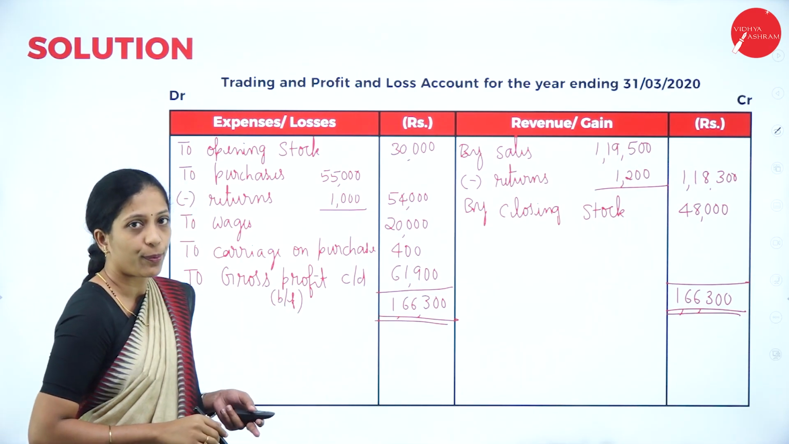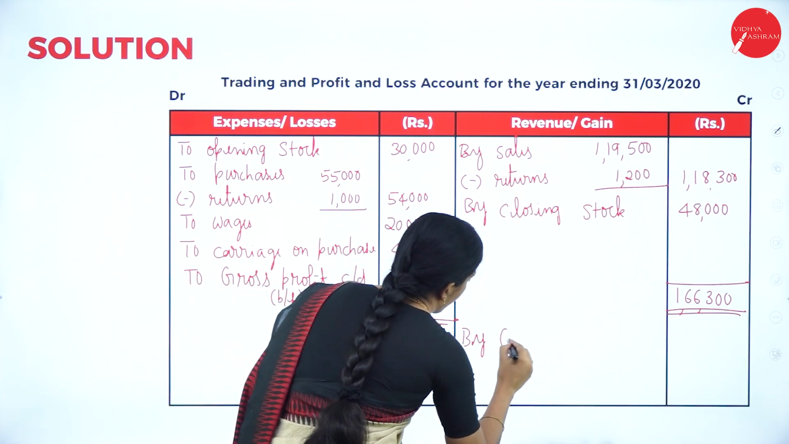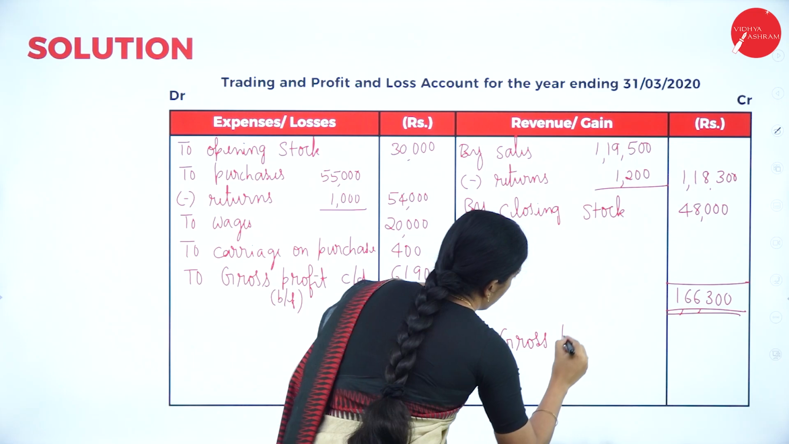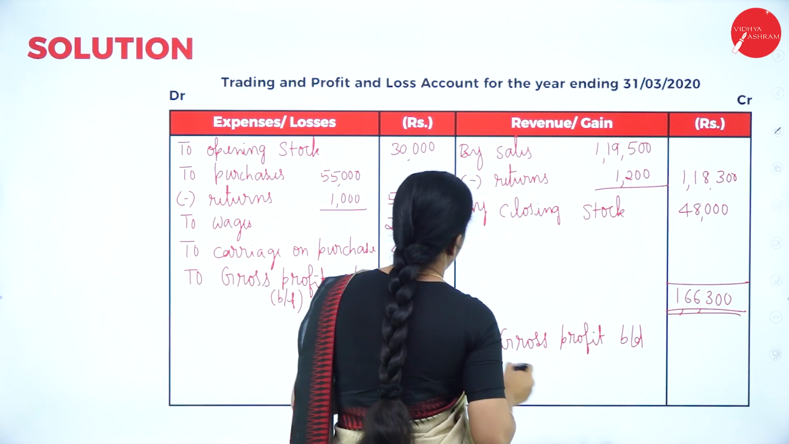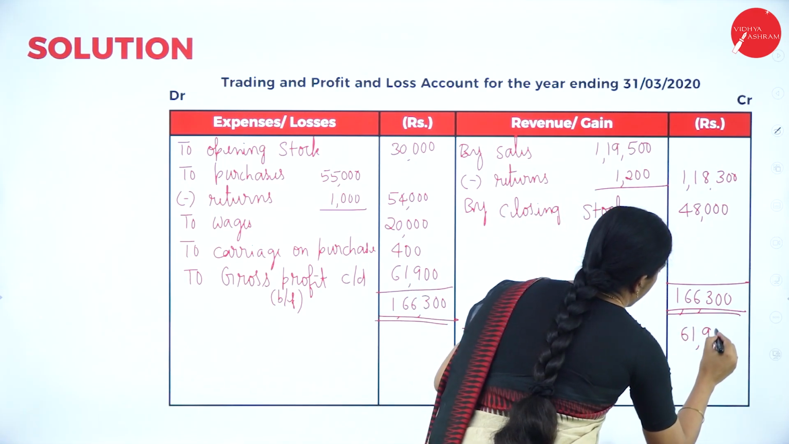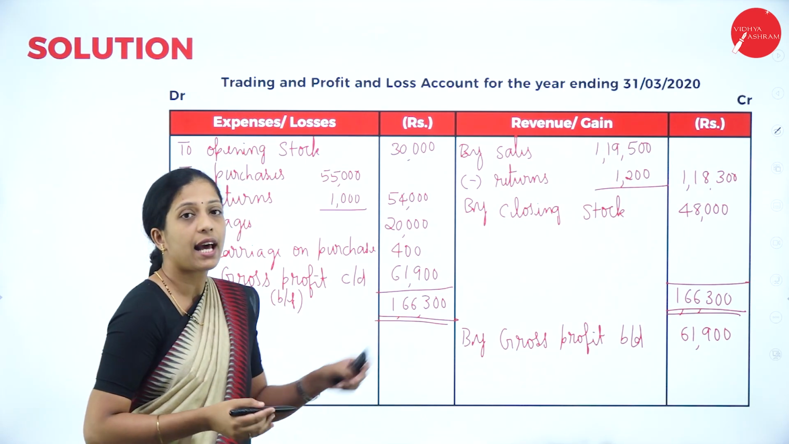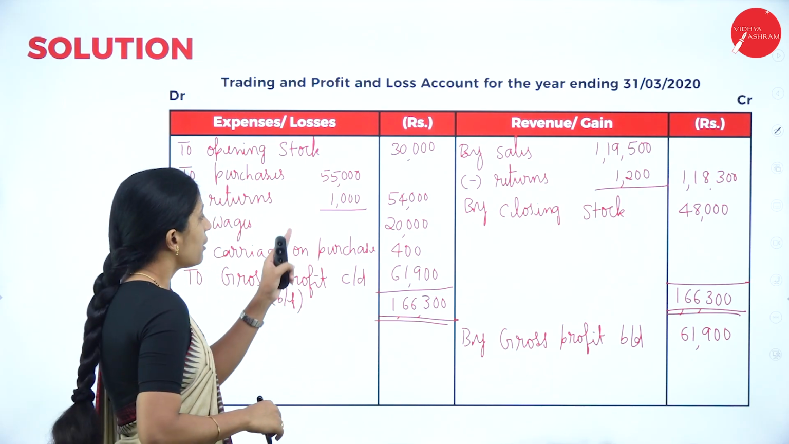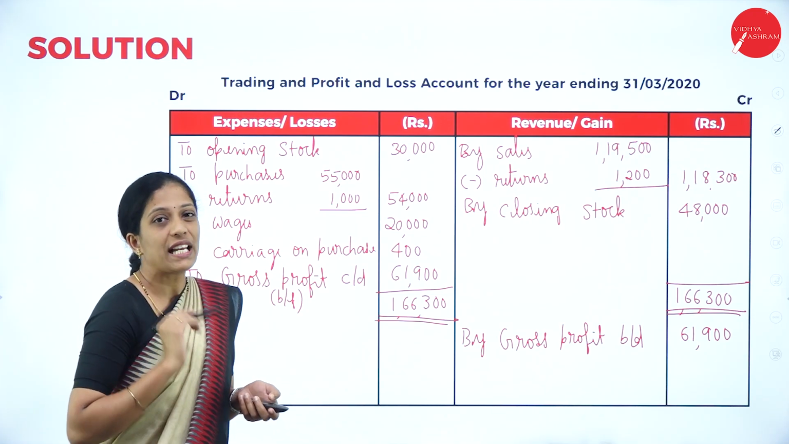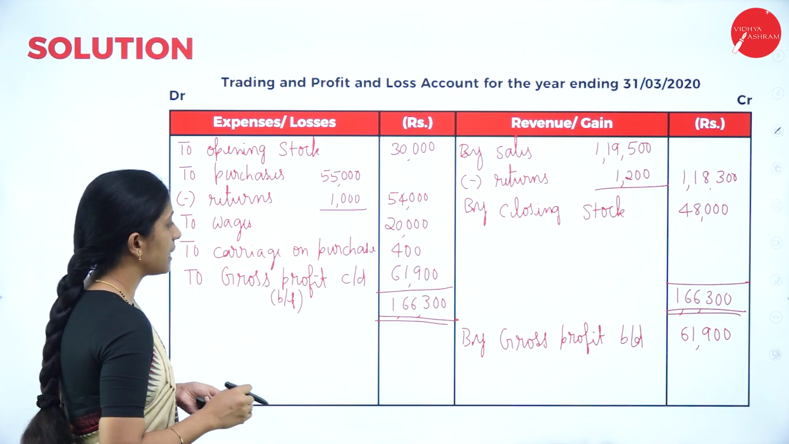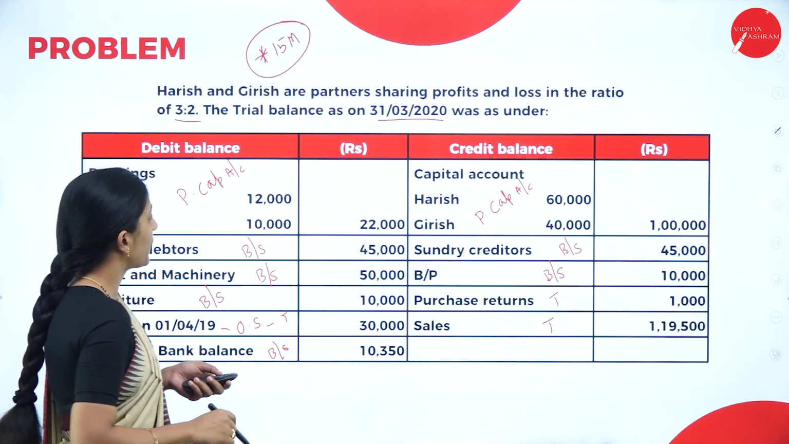Now we shall continue with your profit and loss account. First bring down the gross profit. So by gross profit brought down, and the amount is 61,900. Now we will record all the indirect expenses and indirect income in your P&L account. In your trading account, it is all direct expenses, and in your P&L account, it is all indirect expenses and indirect income.